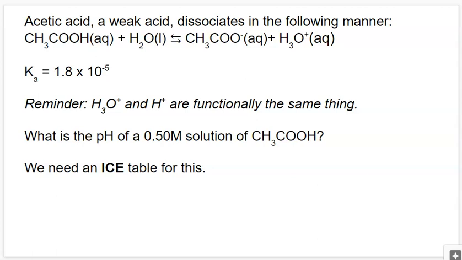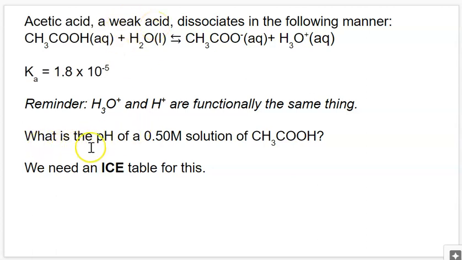So let's look at an example of how to calculate pH for a weak acid. Acetic acid, also known as vinegar, is a weak acid and it dissociates by way of this equation. We have our acetic acid. It's going to interact with water. Since it's an acid, it's going to give up its hydrogen ion to the water. And we end up with acetate, CH3COO minus, and our hydronium ion, which remember is functionally the same thing as hydrogen ions in solution. And this has a Ka of 1.8 times 10 to the negative 5, which confirms that this is a weak acid.